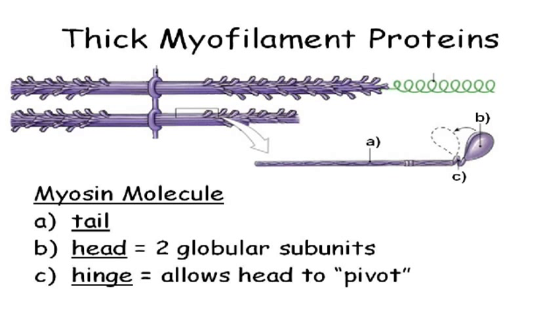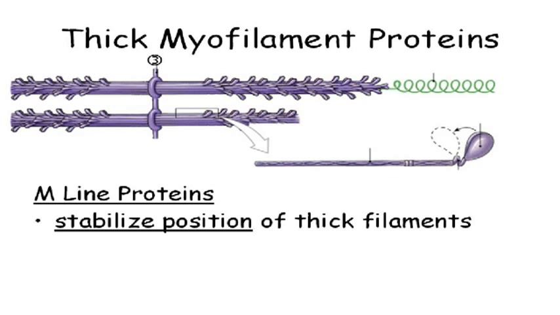This is the myosin head, and it's actually a double head. It's two golf club heads. And you have a little hinge region that allows it to reach up and grab the actin. And of course, remember in the middle here, you've got the M-line proteins that kind of support the middle of the thick filaments. Otherwise, they might sag like my bookcases.